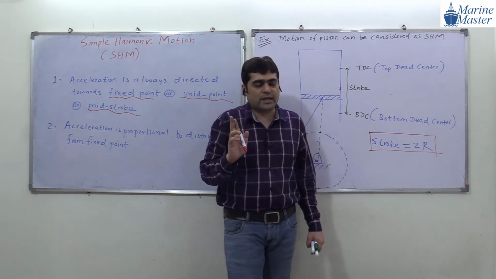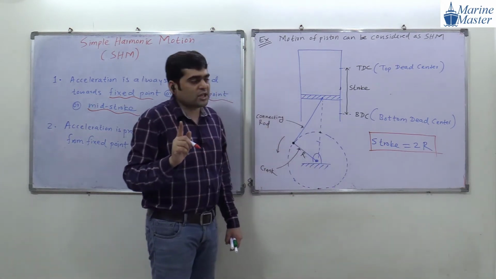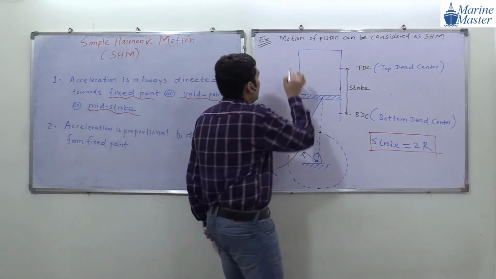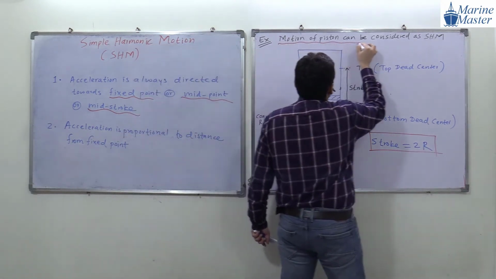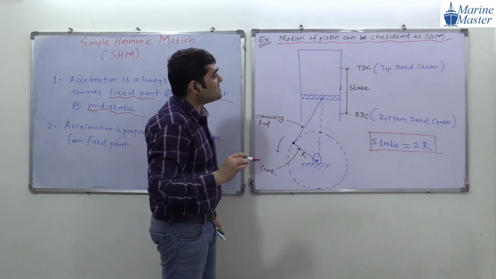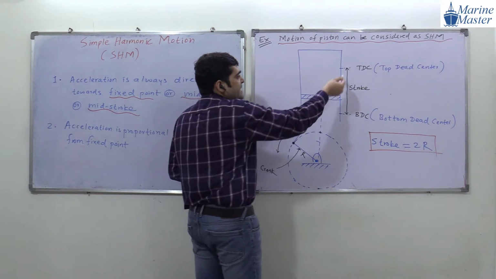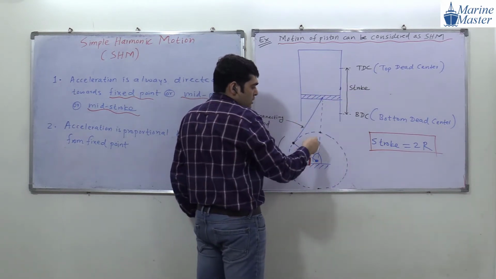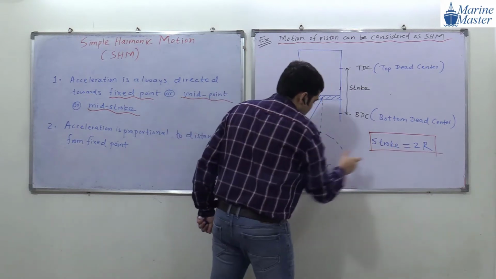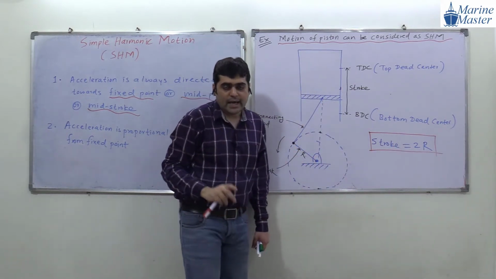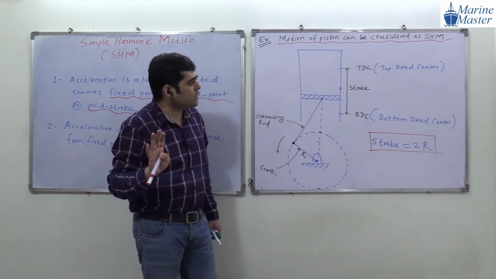Try to see the scenario here. Anyone have any doubt in this discussion, guys? Everyone got this drawing? Motion of the piston can be considered as SHM. So here, as the piston moves from, suppose, TDC to BDC, the distance moved by the piston is the stroke. That stroke will be equal to 2R. R means our crank length. Anyone have any doubt in this drawing? Try to observe the scenario here.